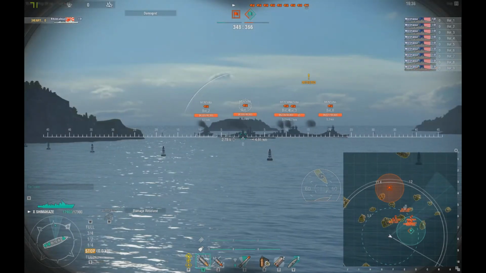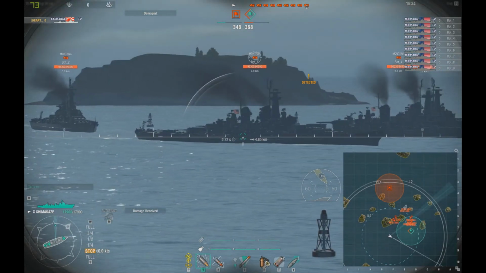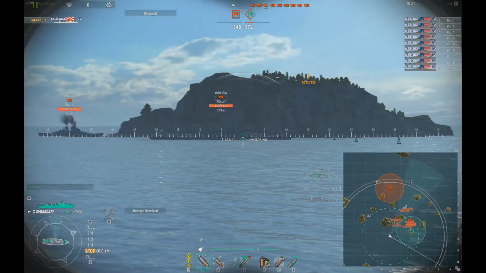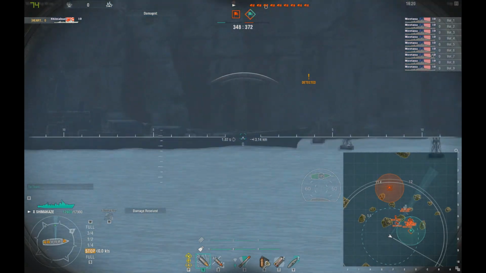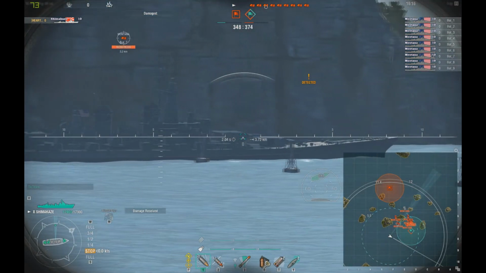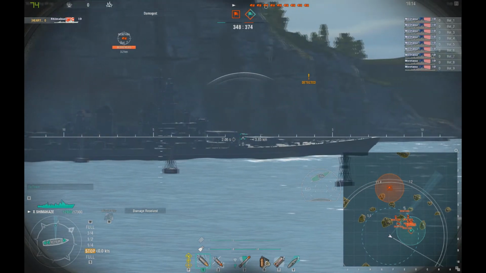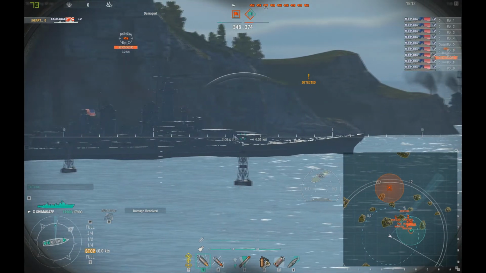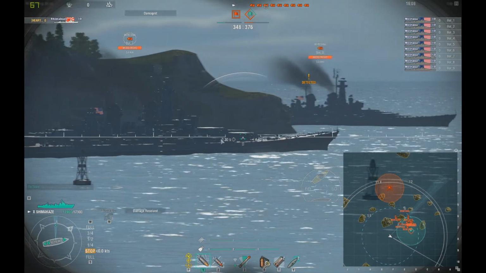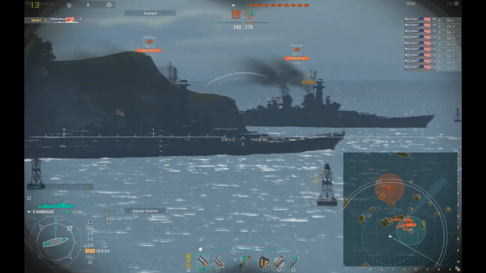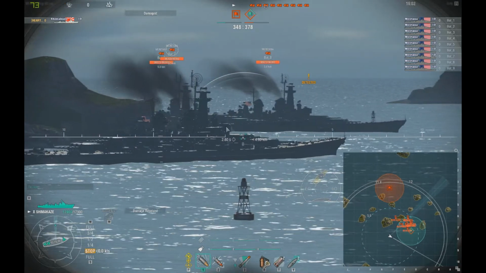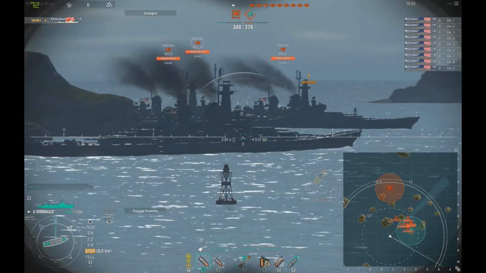I hope that makes sense. Alert, alert, we found a Montana going at 30 knots. So say, for example, I want to hit his conning tower. I'll aim, and here's the alternate interface. It gives you a time for how long it'll take the shell to arrive at its target. And since he's going at about 30, we want to aim 1, 2, oh, he's slowed down.